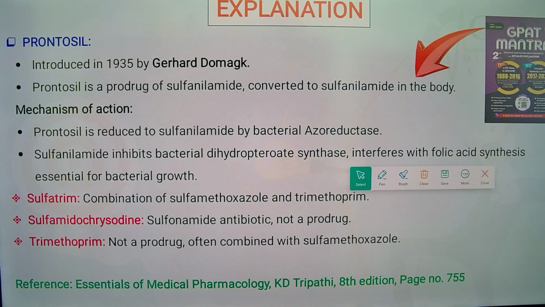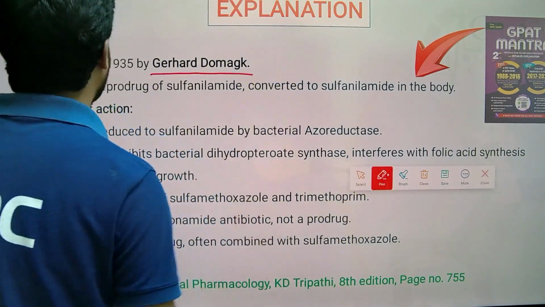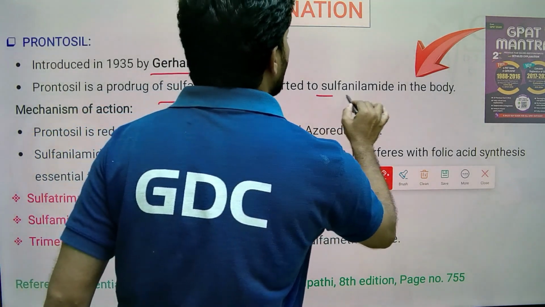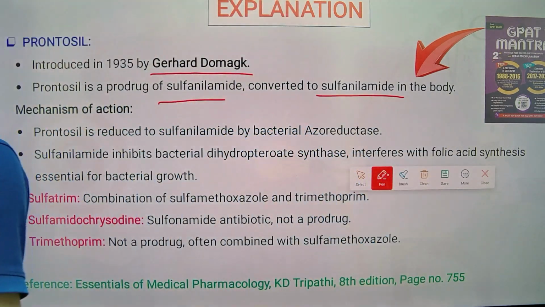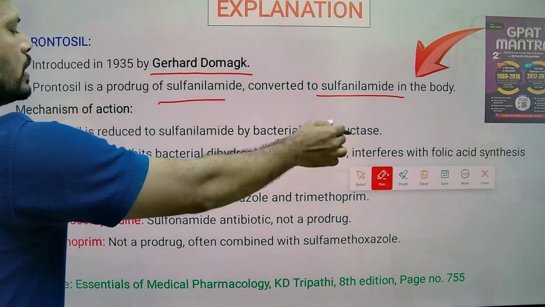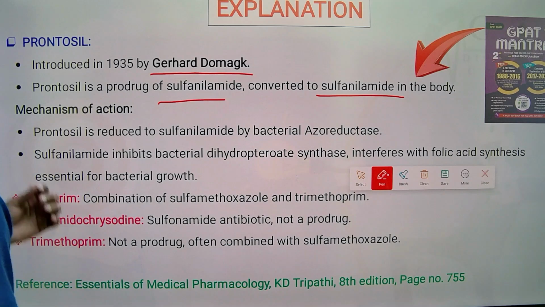Frontacil was introduced in 1935 by the scientist Gerhard Domagk. It is a prodrug of sulfonamide and converts to sulfanilamide in the body. All sulfonamides show their action by inhibiting folic acid synthesis in the bacteria.